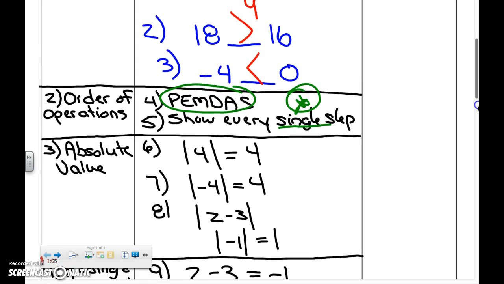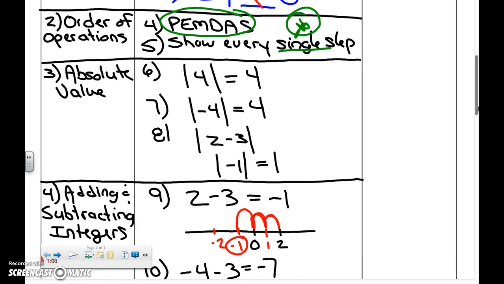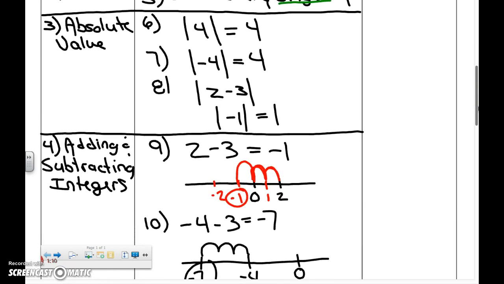Absolute value. You have to do absolute value both with just single numbers like 4 and -4, and absolute value with operations. When you have an operation like 2 minus 3 in absolute value, make sure you actually do the math, then find the absolute value of that operation in the end, like you see in your notes for number 3.